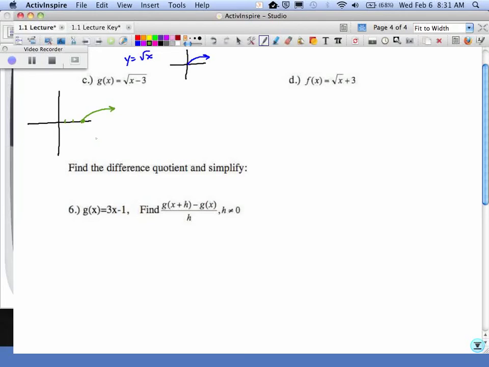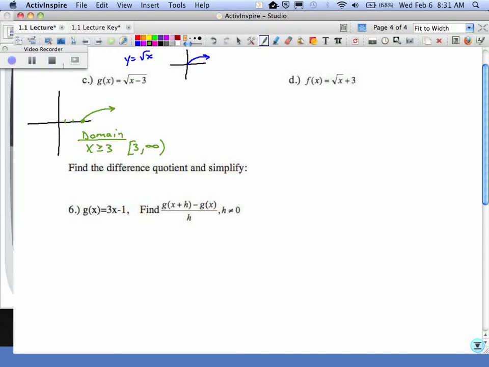So according to that green line, what would be your domain? Do I have any x values over here? They don't start until 3. X that's greater than or equal to 3 is one way to write it. Or you can say 3 with a square bracket. All right, the arrow keeps going way out to the right forever, so infinity.